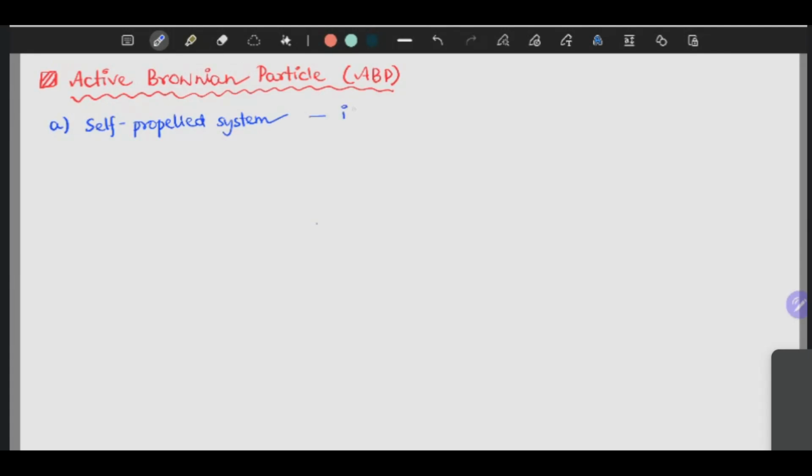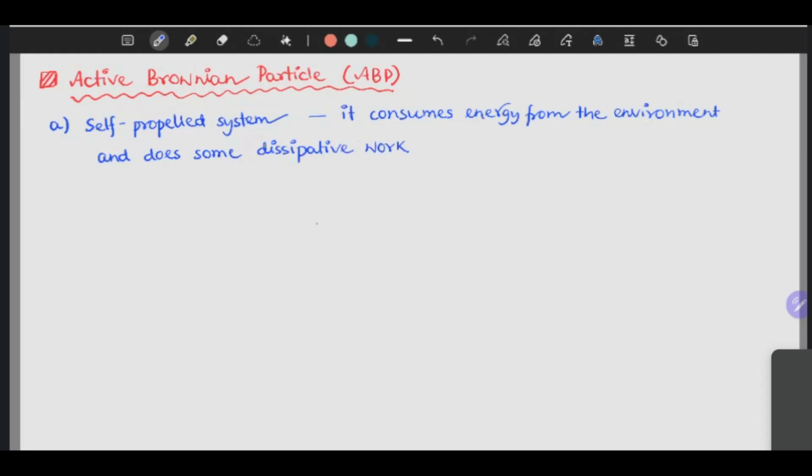What it does is consume energy from the environment and do some dissipative work. This is a current hot topic in the field of soft and active systems, and if you look at the papers, two or three or more appear per week on arXiv or in other journals. Since this is self-propelled, it is torque free and force free.